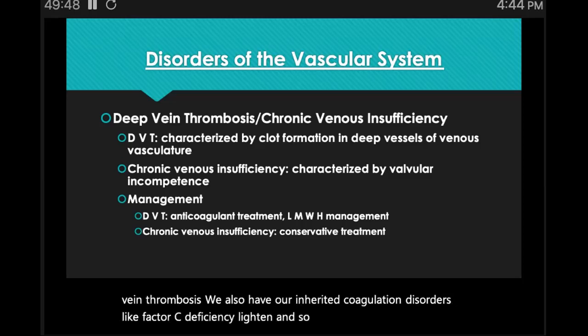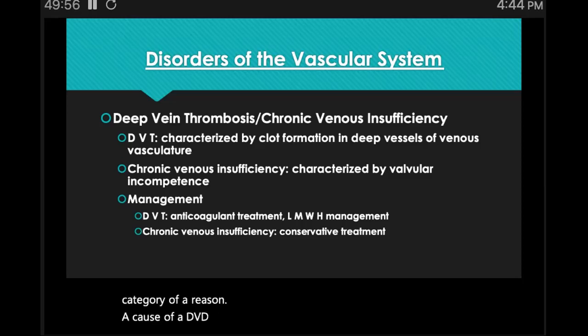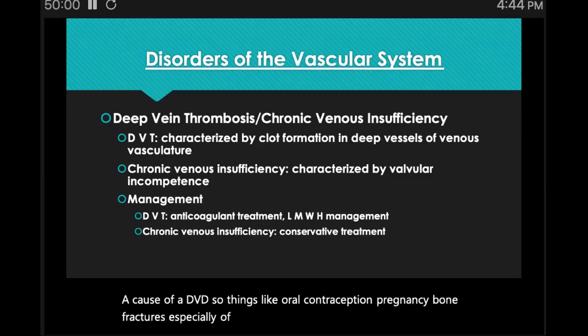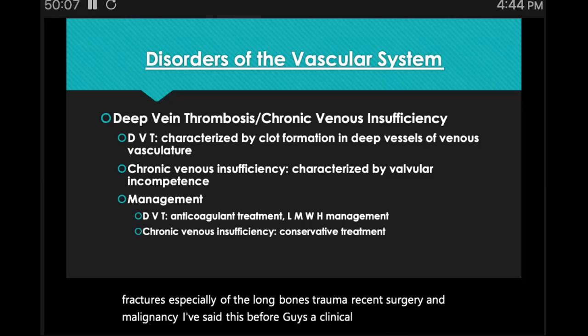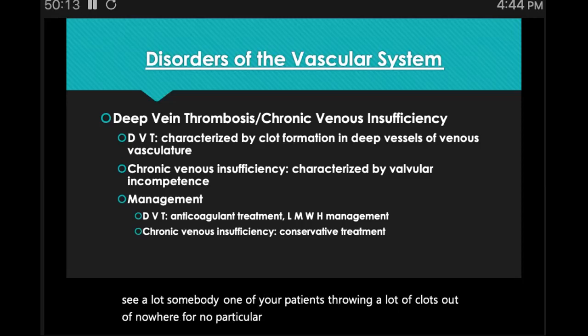And then we have our increased coagulation due to external factors. That's another category of a cause of a DVT. So things like oral contraception, pregnancy, bone fractures, especially of the long bones, trauma, recent surgery, and malignancy. I've said this before, guys, a clinical pearl. If you start to see one of your patients throwing a lot of clots out of nowhere for no particular reason, you need to think cancer, okay?